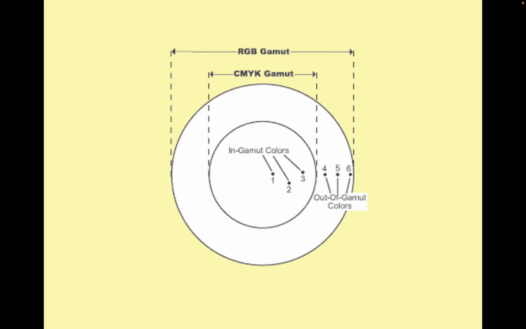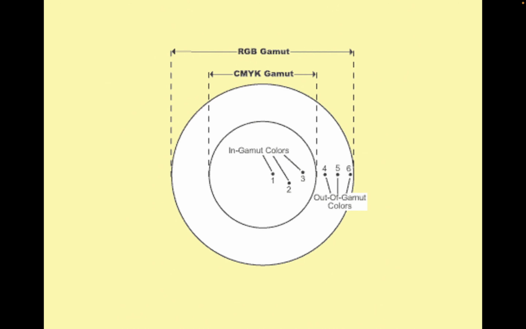So if we take a look at this now, to give you an idea of this illustration right here, the big circle on the outside is our RGB gamut, so it's basically a monitor. And the small circle on the inside is a CMYK gamut, so a printer. Does that make sense, what's going on here? So what we've got is the in-gamut colors. 1, 2, and 3 are common to both of these. You can see it on your monitor and you can print it with no problem at all.